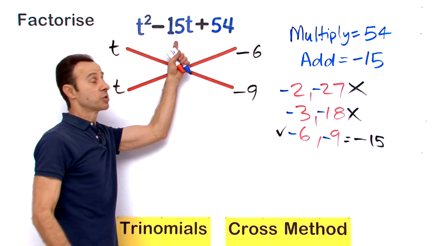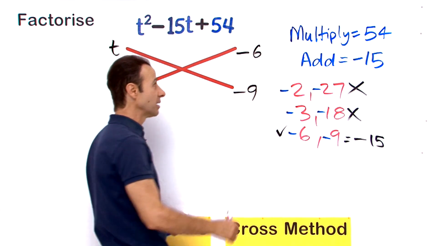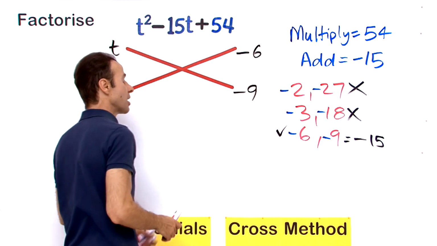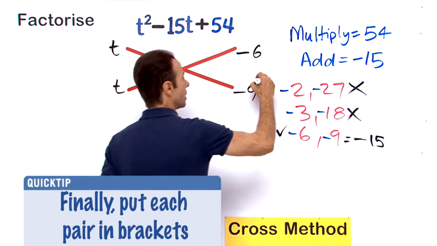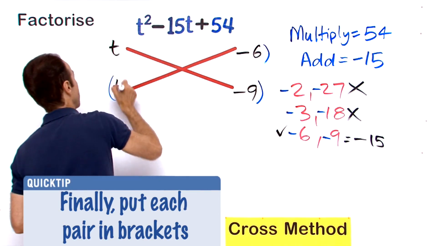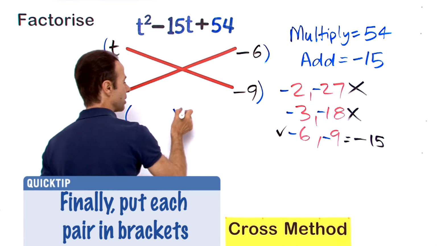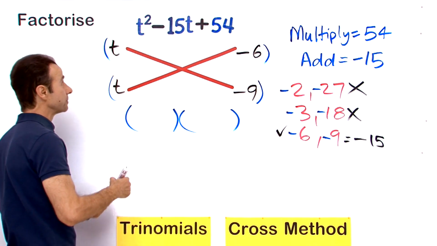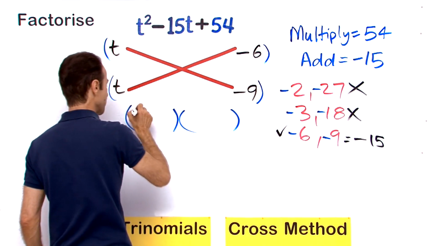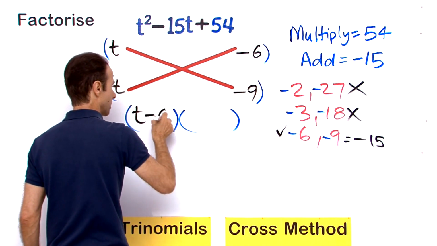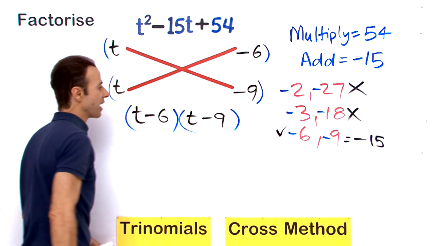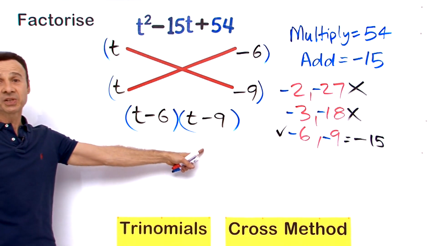Let's check that middle term right there to see if it's negative again. Minus 9 minus another 6 is minus 15. That works. So now all you have to do is put brackets around these pairs. We're going to write them side by side as a quadratic. So let's write down t minus 6, t minus 9. And there is our fully factorized expression.